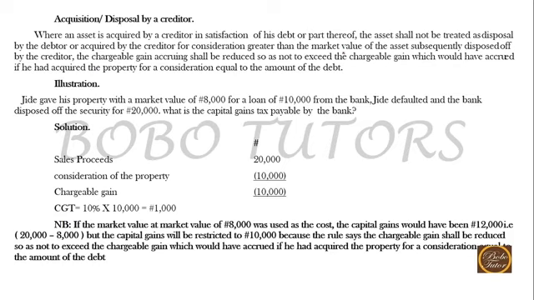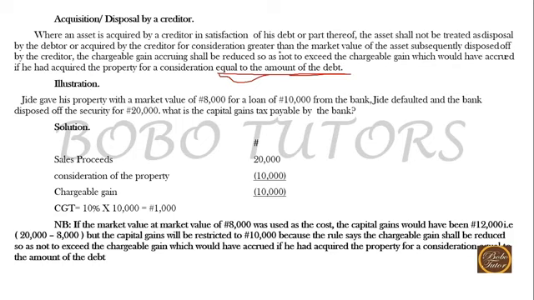Do you understand? Not the market value as at when the debt was incurred, but the market value as at when you want to sell the asset. The chargeable gain shall be reduced so as not to exceed the chargeable gain which would have accrued if he had acquired the property for a consideration equal to the amount of debt. What the government is trying to tell us is that in order to determine the capital gains, there are two scenarios involved. The first is the sales proceeds, that is this first line here. How do you determine the sales proceeds? The sales proceeds will be the market value as at the time of disposal.